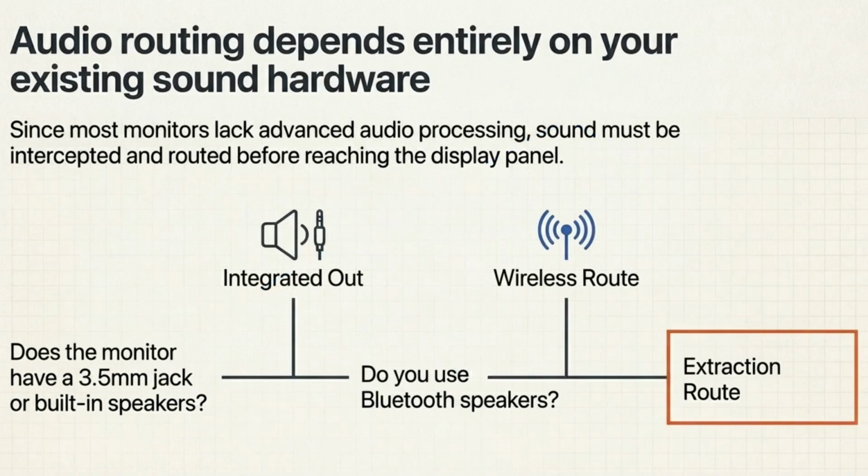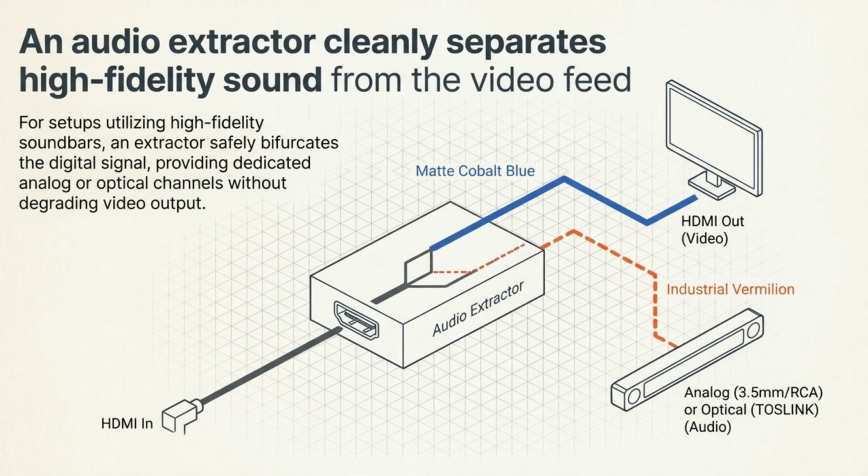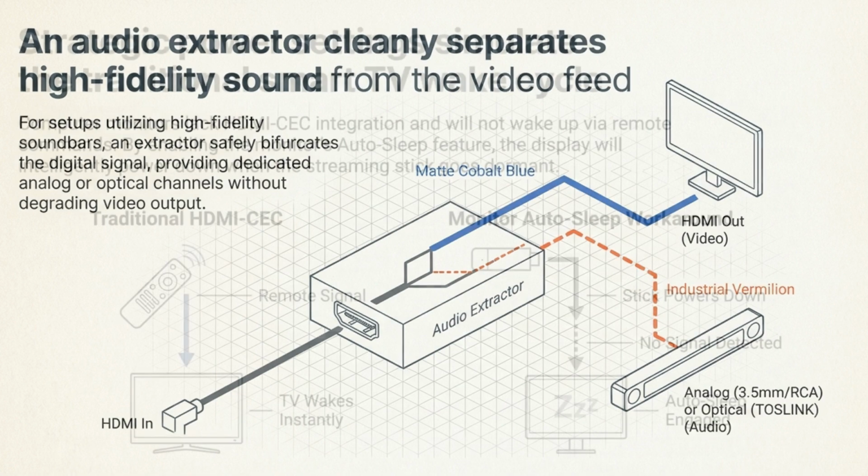Audio routing depends on your existing sound hardware, as most monitors lack advanced audio processing. Sound must be intercepted before reaching the display panel. Consider integrated out, wireless, or extraction routes. For high-fidelity sound, an audio extractor is needed to cleanly separate the sound from the video feed. This bifurcates the digital signal, providing dedicated analog or optical audio channels without degrading video output.